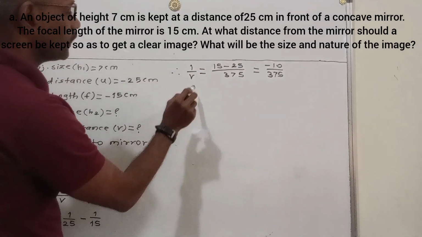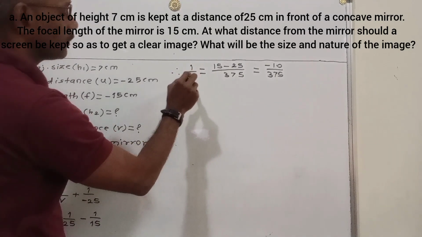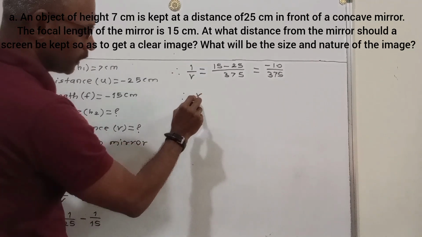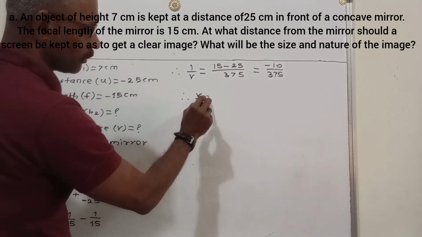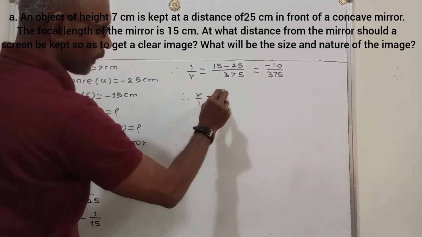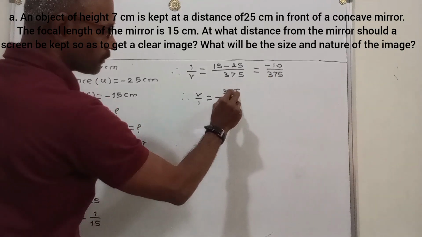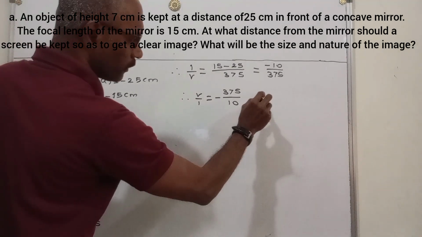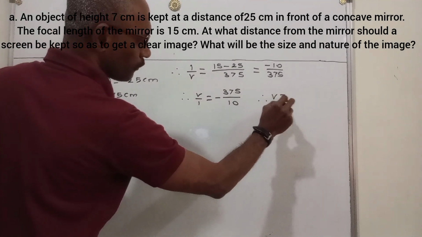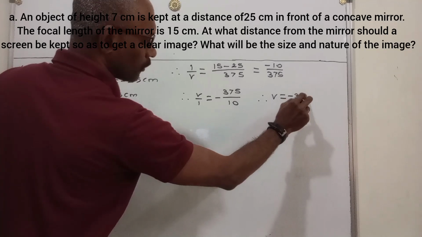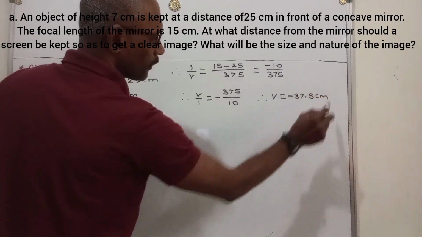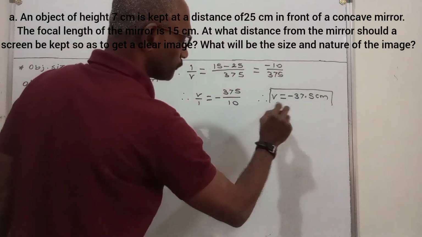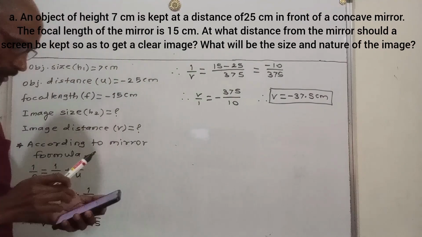By invertendo, means we take v to the numerator and numerator to the denominator, means v upon 1. Same way here, denominator becomes numerator, numerator becomes denominator. Did you get it? Therefore v is equal to minus 37.5. Did you get it? This is what the question asks.